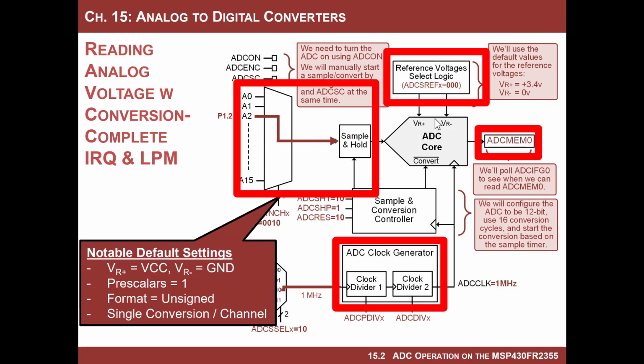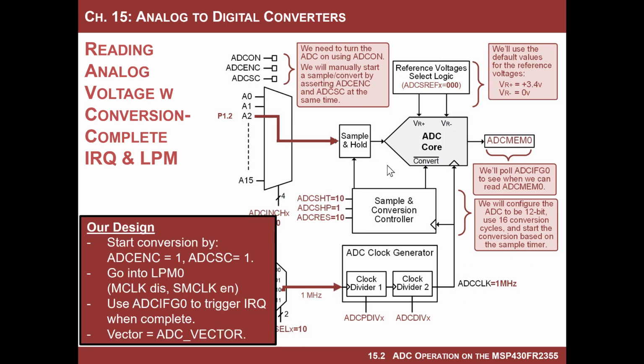Again, notable settings that we leave at reset: first of all, the voltage reference range, we digitize across ground to VCC, so that's the default setting. The prescalers, we'll leave the dividers at 1, so we get a full 1 megahertz clock into the ADC. Again, that's not the sample rate. It's going to take at least 16 clock cycles the way we have set it up to actually complete the conversion. And then the format of our output is going to be unsigned. It will not be 2's complement. And then we're going to leave it in single conversion, single channel mode.